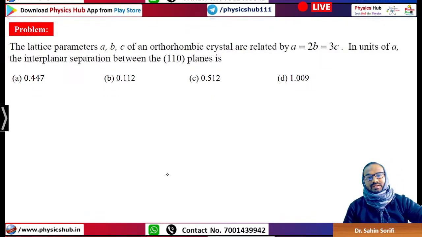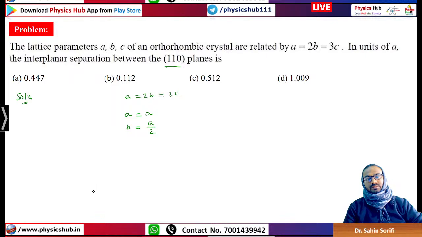The lattice parameters a, b, c of an orthorhombic crystal are related by a equals 2b equals 3c. In units of a, the interplanar separation of the 1, 1, 0 plane is. What is given to us? Do this problem quickly. a equals 2b equals 3c. So let's say we take a as a. How can you calculate b? a equals 2b, so b equals a by 2.